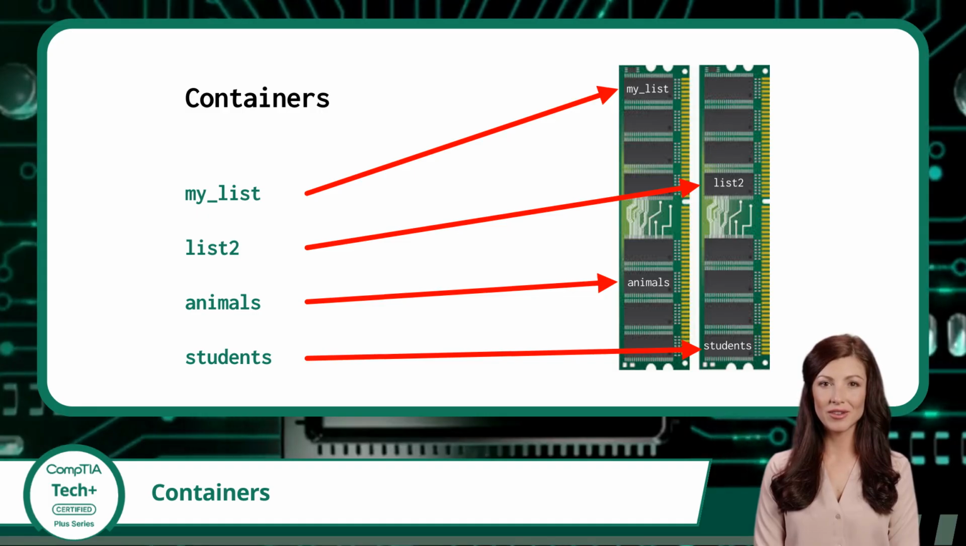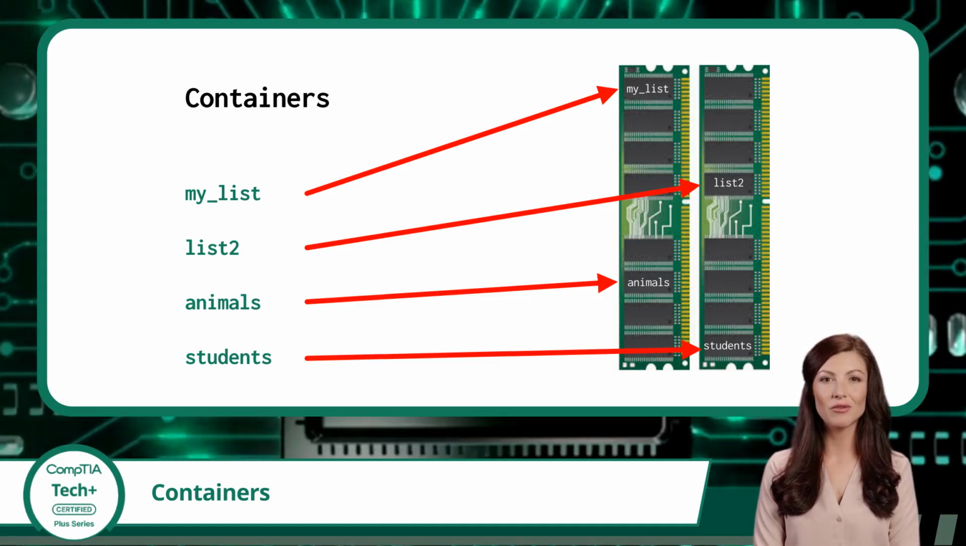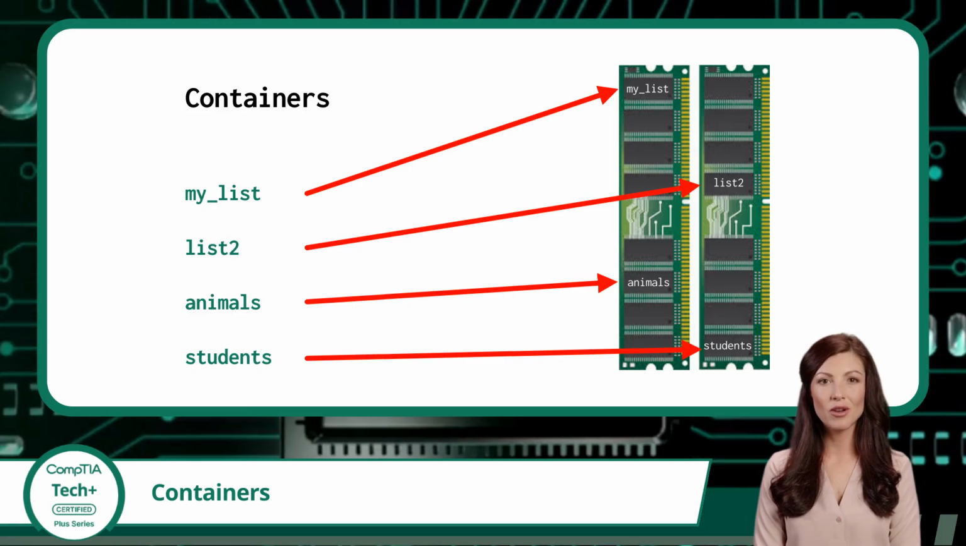So how are these containers different from a standard identifier? Well, they are capable of holding more than one data element at a time. While a standard variable or a constant can only hold one data element at a time, a container can hold 1, 2, 3, or more data elements simultaneously.